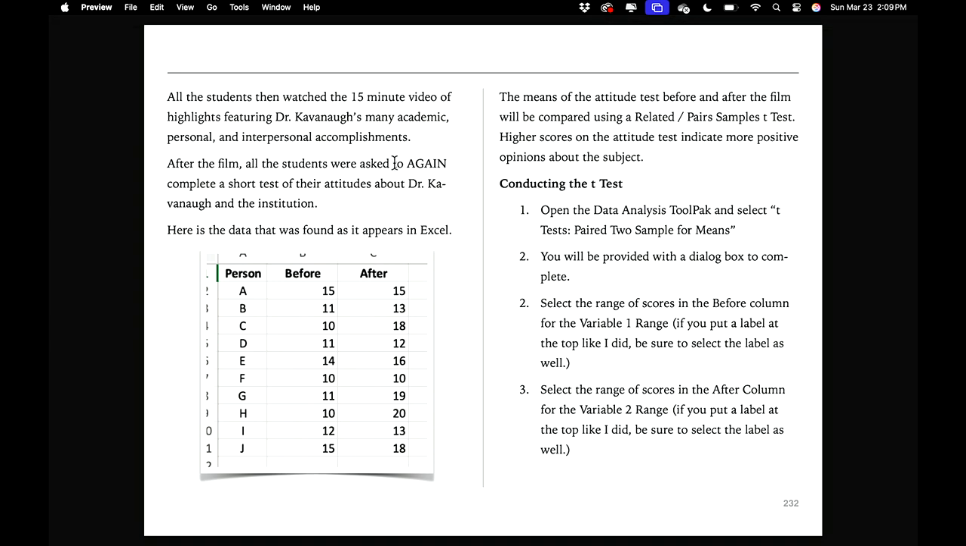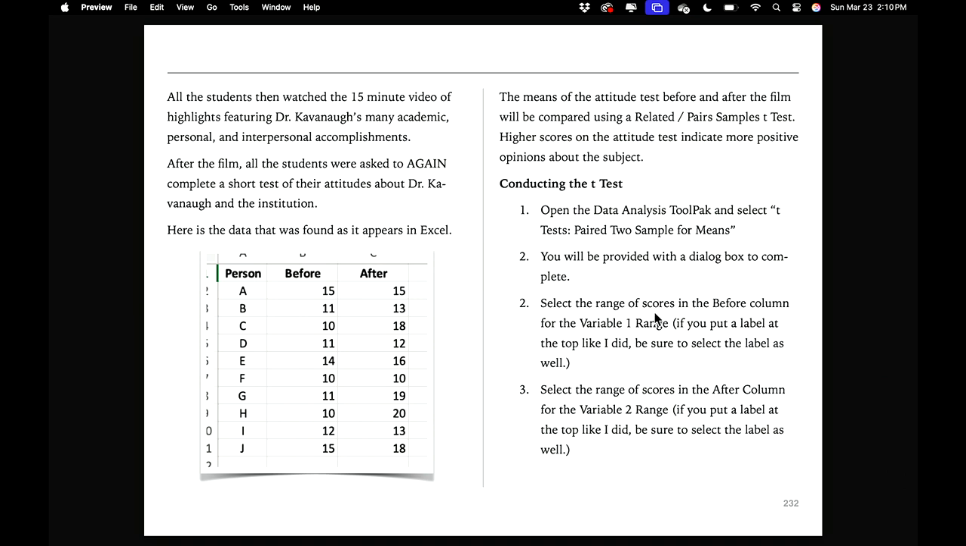Now, if you go over here, I go into conducting the t-test. You open the data analysis toolpack. You go to the t-test related paired two samples for means. This will be the same test that you use whether you're doing within groups or whether you're doing matched groups. Doesn't matter. It's still the same statistical test, regardless of whether you're using a control group or not.